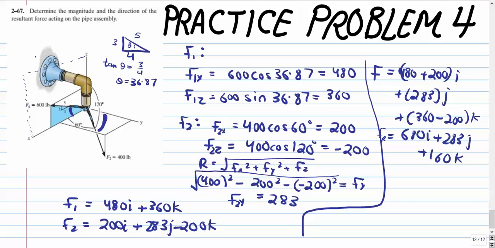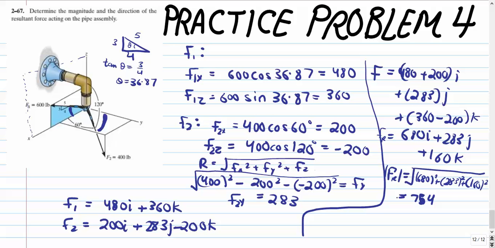But they want us to find the magnitude of the resultant force. So we will use the resultant force formula to find its magnitude. So the magnitude of the resultant force is going to be equal to the square root of the sum of the squares of the resultant force components. And the value that we get for the resultant force is 754 pounds.